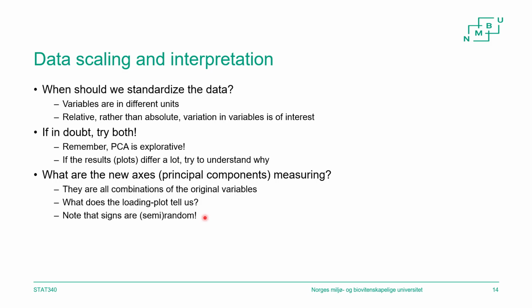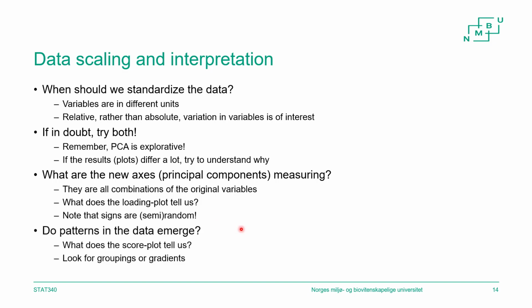Whether it's positive or negative, what is important is how far away from zero you are. And that goes for both the score and the loading plot. So you can sometimes get almost a mirror reflection plot, but it actually contains the same information. And the patterns that you should look for in the score plot are groupings or gradients. That's the important information, I would say, in the score plot.